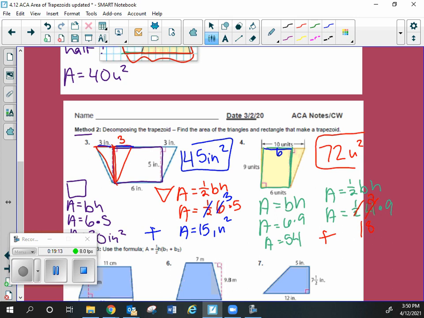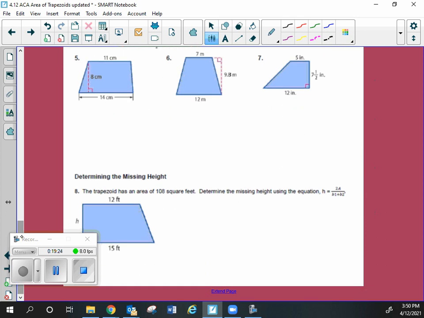72.0? No, but can there be an area with a decimal? Yes, absolutely. Okay, so let's keep going. Method 3 is the traditional. I'm going to copy the star chart, because have we even used that star chart formula yet? No, we haven't. Okay, so let's use it now.